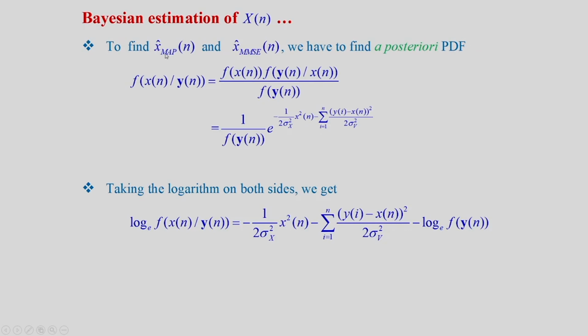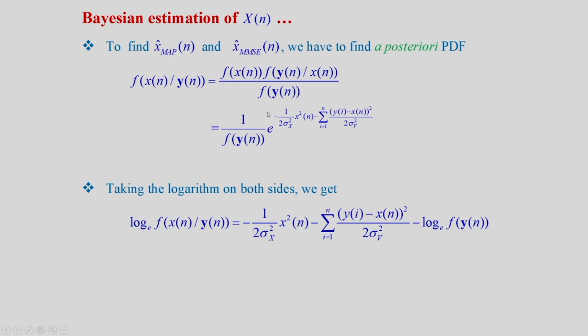To find x hat MAP[n] and x hat MMSE[n], we have to find out the a posteriori PDF, that is f(x[n] given y_n), where y_n is a vector. That is f(x[n]) into f(y_n given x[n]) divided by f(y_n).